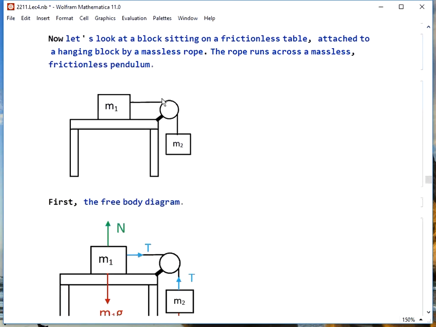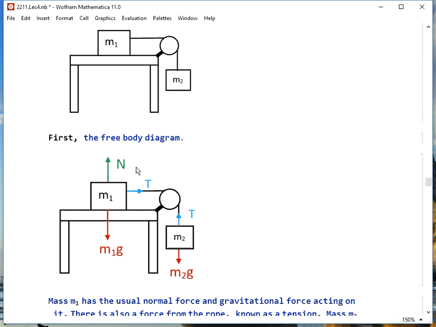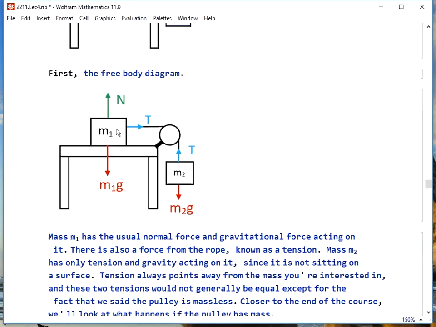Okay, another problem. What if we have a block on a frictionless table attached to another block by a massless rope, and we've got a massless frictionless pulley connecting them? We look at the free body diagram. We see that mass m1 has a normal force and gravity, but also it's being pulled by the rope, and we represent this by T for tension.